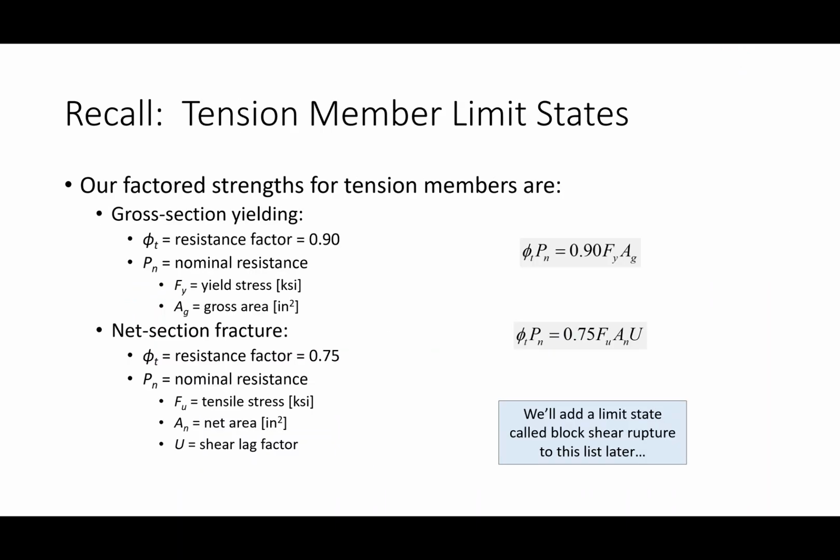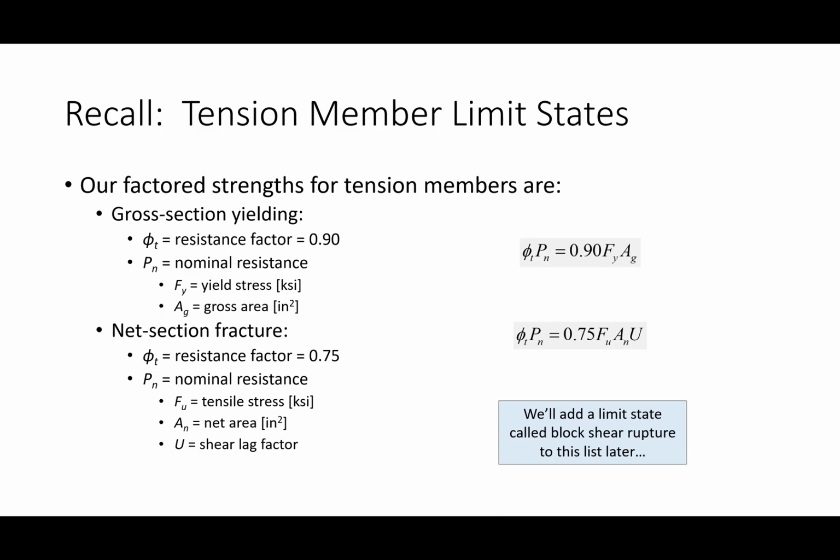So we have our limit states here. For tension members, we don't really see that because the tension member pretty much behaves the same throughout any phase of construction, so we can sort of lump those together. We have gross section yielding and net section fracture. Again, we're going to add a limit state to this list later. It's called block shear rupture.